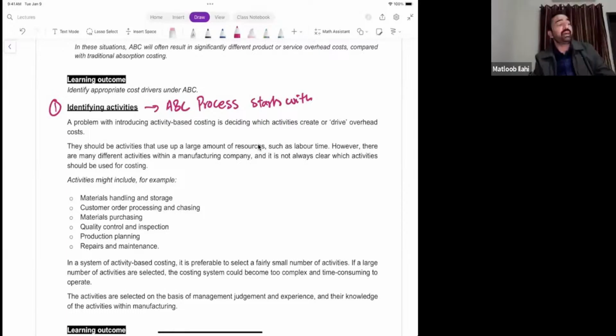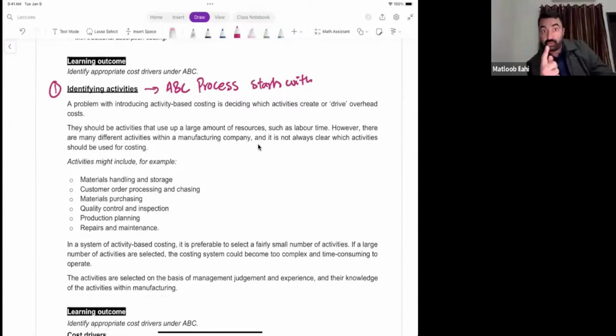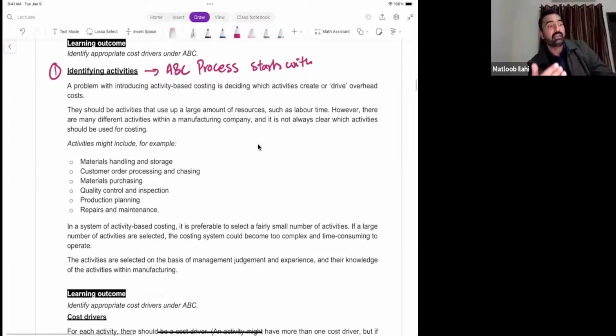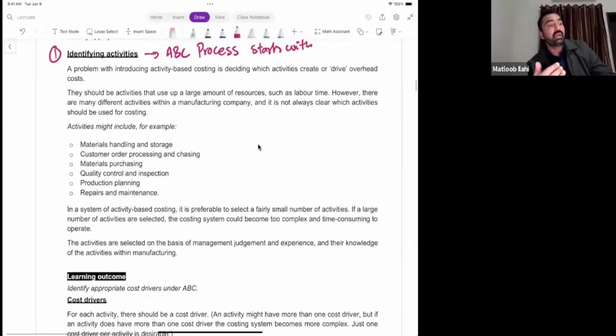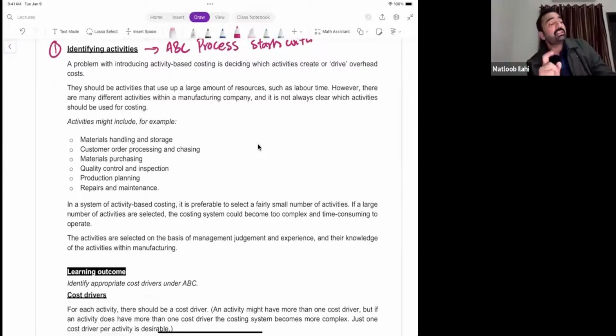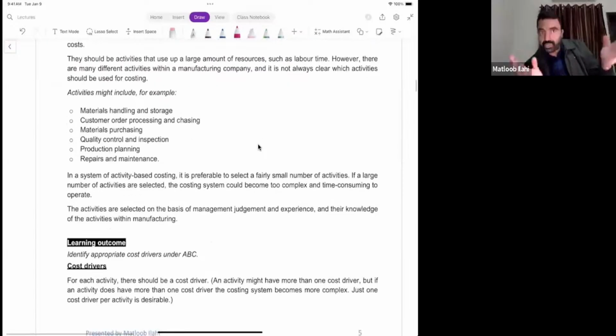They should be activities that use up a large amount of resources. That is the point. You need to identify those activities that consume resources, such as labor time. However, there are many different activities within a manufacturing company, and it is not always clear which activities should be used for costing. So that's why it would be a little bit complicated. Here are examples of activities. For example, material handling and storage, like handling and storing material within the warehouse. That is an activity.